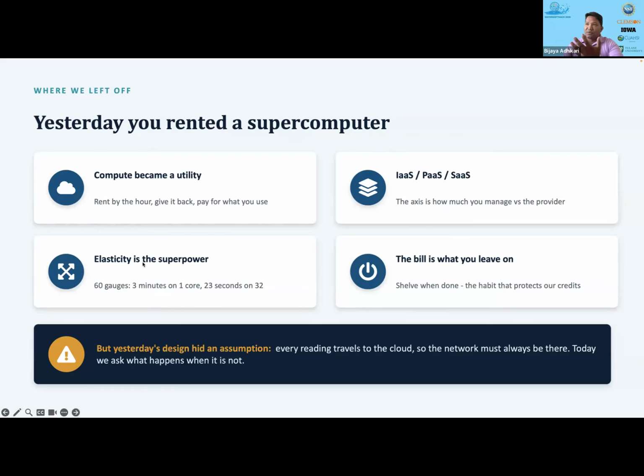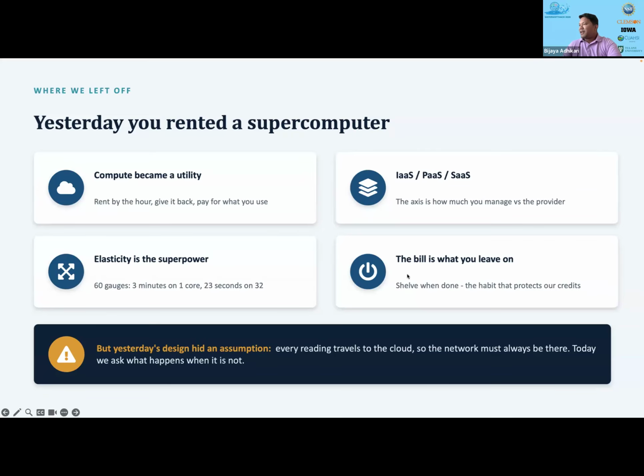And as we talked about yesterday, elasticity, the idea of scaling compute resources up and down as needed, is what makes cloud computing so attractive, especially for applications where compute demand is bursty. For example, maybe only once a month your application needs a lot of computing, and otherwise the demand is pretty little. If that's the case, then elasticity is the way to go.